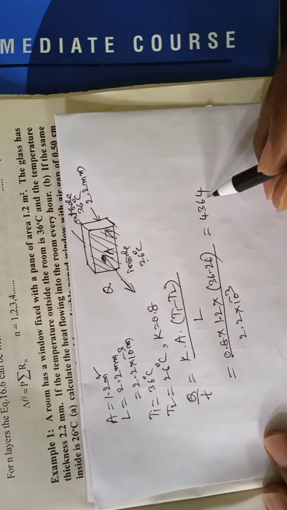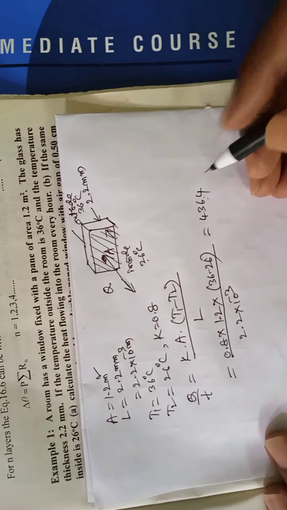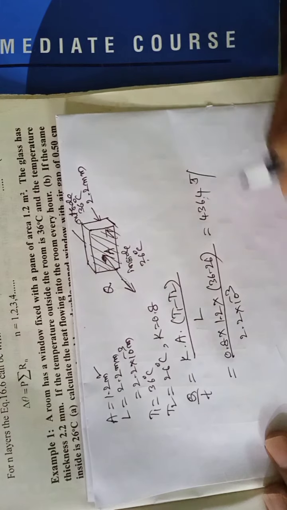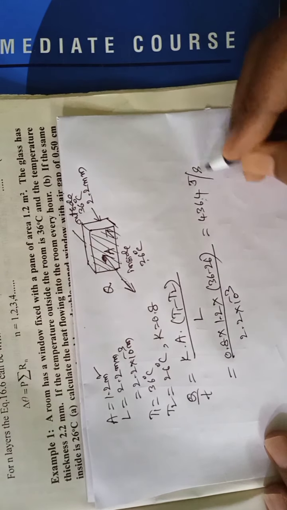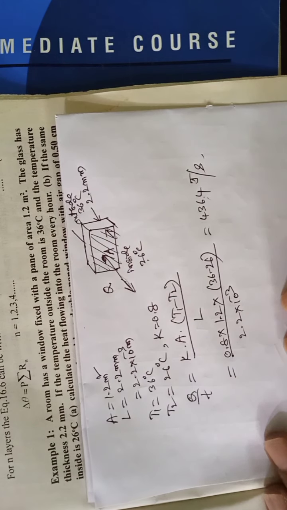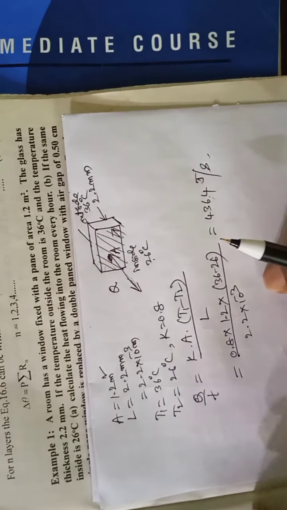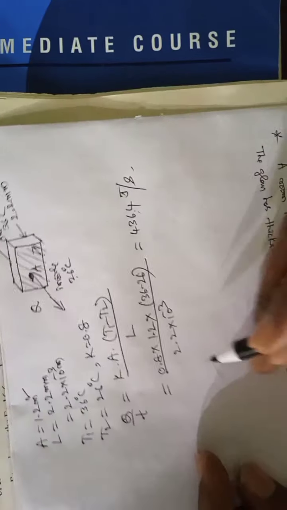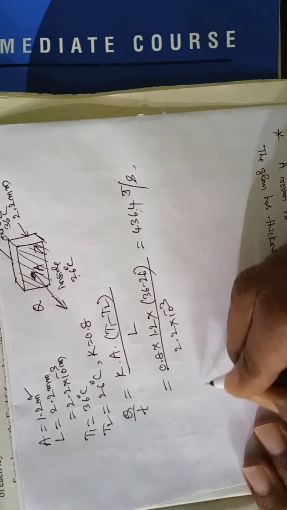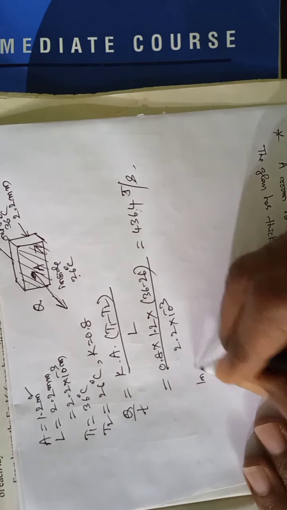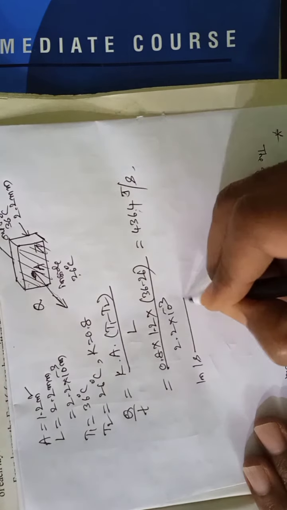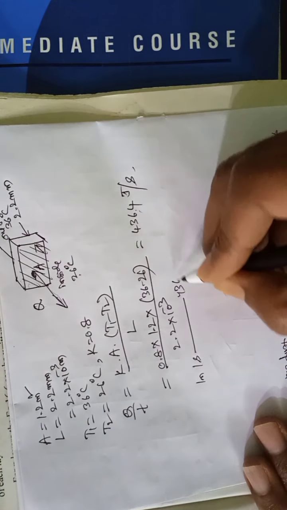What can be its units? This is Q by t. Q means joules, and here t, time, means in seconds. But actually in the problem, calculate the heat flowing into the room every hour. So in 1 second this much heat is flowing. In 1 second the heat flowing is 4364 joules.